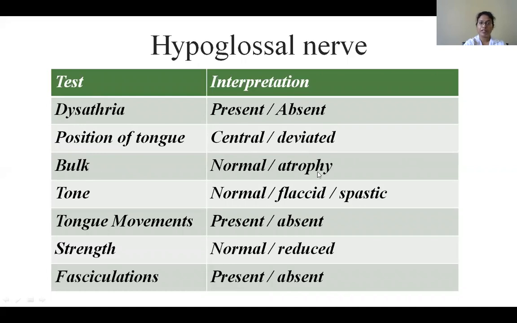And coming to bulk, whether it is normal or any atrophy is seen. Then next is tone of the tongue, whether it is normal or it appears flaccid or it appears spastic. Then coming to tongue movements, whether they are present or absent. And if they are present, whether they are present to normal extent or not. Is the movement possible in all directions? That you have to check. It is protrusion out, then movement of tongue up and down, and movement of tongue side to side. Then you have to assess the strength of the muscle, whether it is normal or reduced. And then fasciculations, whether they are present or absent.